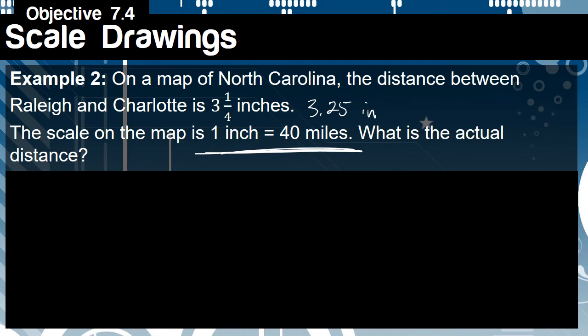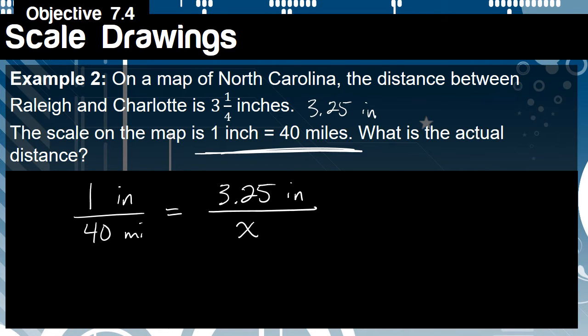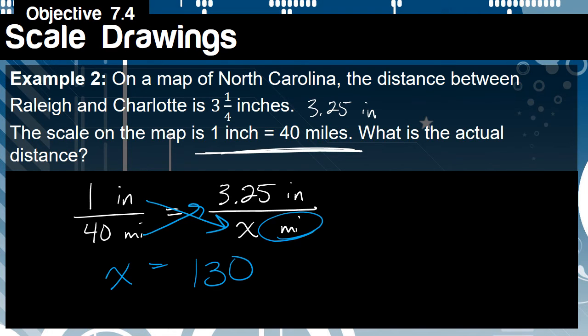Let's start with our scale. We have 1 inch is equal to 40 miles. That's going to be equal to, on our map, 3.25 inches, and we're solving for how many miles that's going to be. Now let's cross multiply these. 1 times x is going to give us x. Then we have 40 times 3.25, which gives us 130. Since we're solving for miles, we can say that's 130 miles.